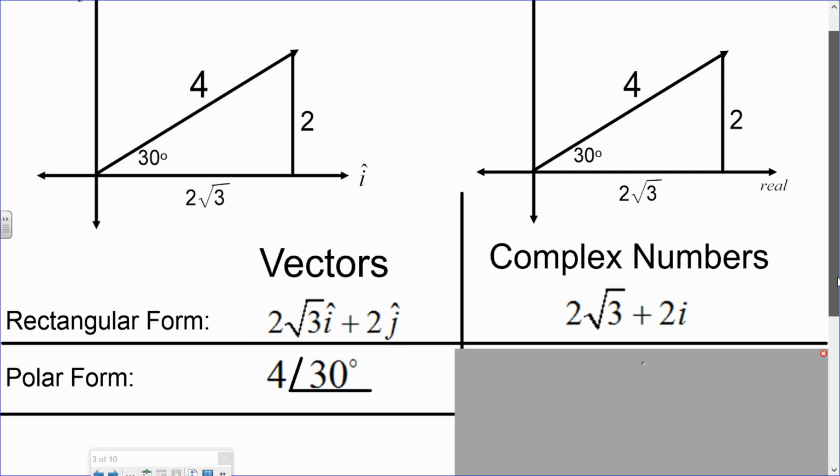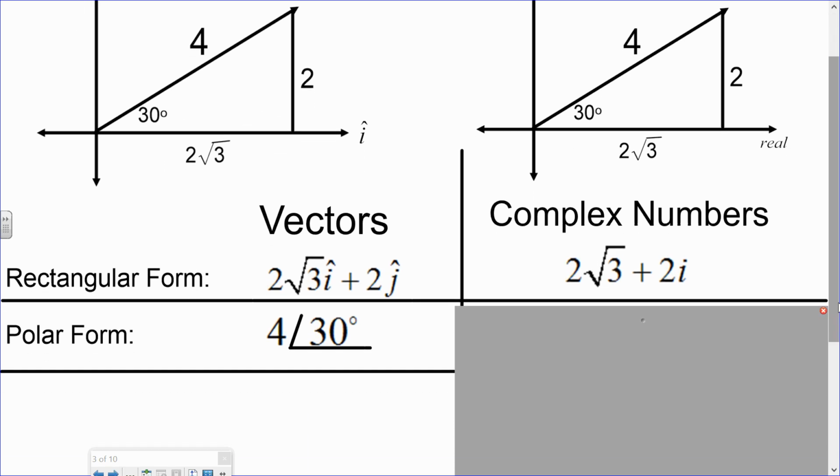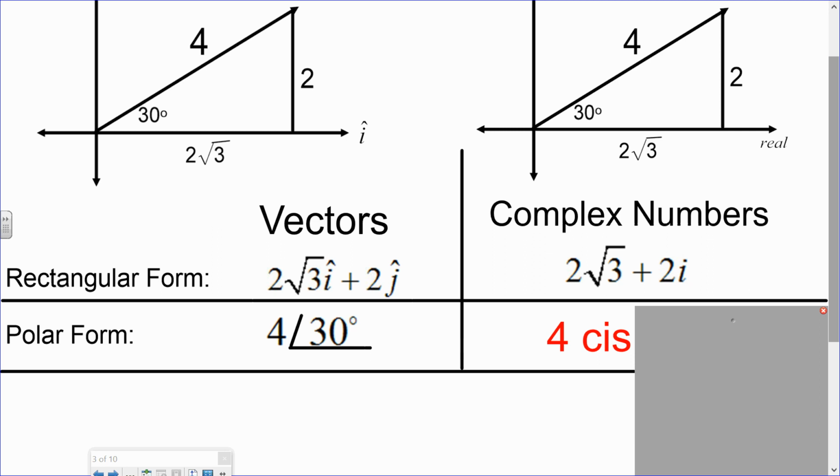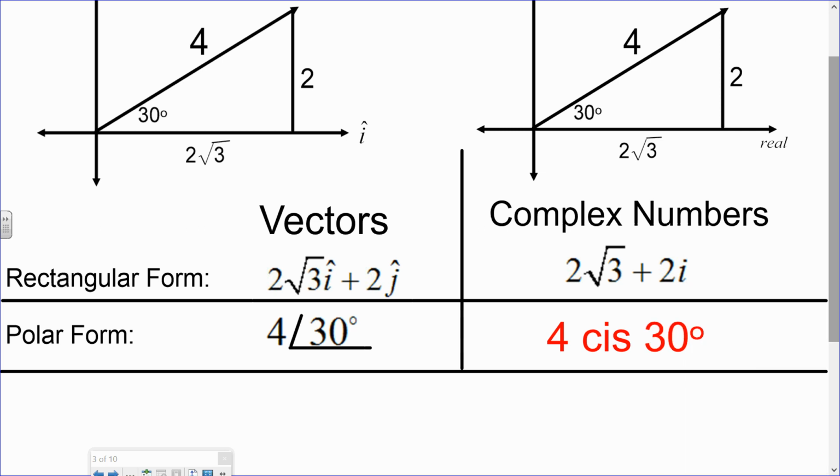But we do not use the little sled symbol when we are doing complex numbers. We still have the magnitude of 4. And what we use instead is going to look and seem very, very weird. What the heck is that until I explain it? It is going to be the 3 letters CIS, which we read as cis. So exactly the same, except sled for the vector, cis for imaginary.